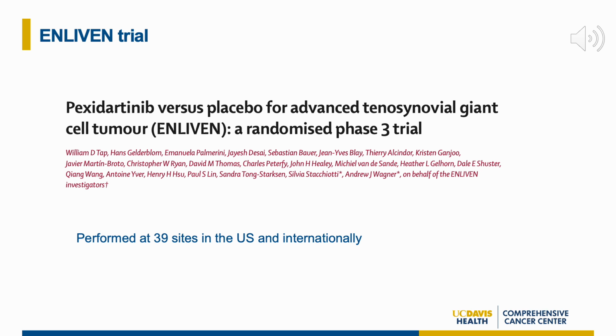Then the idea was, well, if CSF1 inhibition seems to be working and imatinib's working, why don't we actually make a better drug, right? Why don't we make a drug that can actually target CSF1 more specifically? So everybody was excited when this trial got published, right? So this is the Enliven trial. Okay. So this trial is the one that basically led to the approval of pexidartinib.